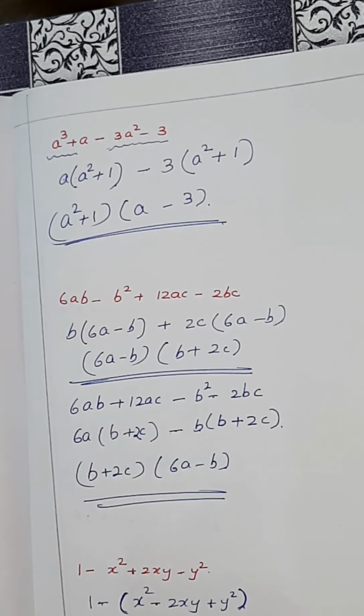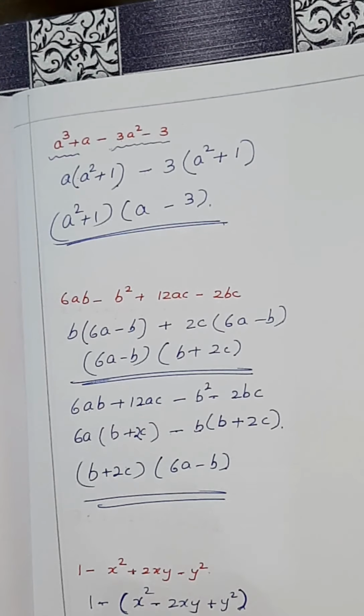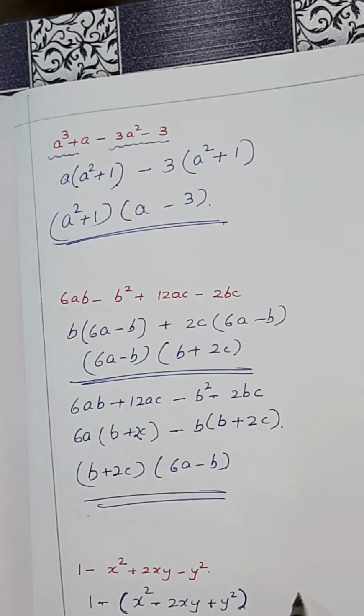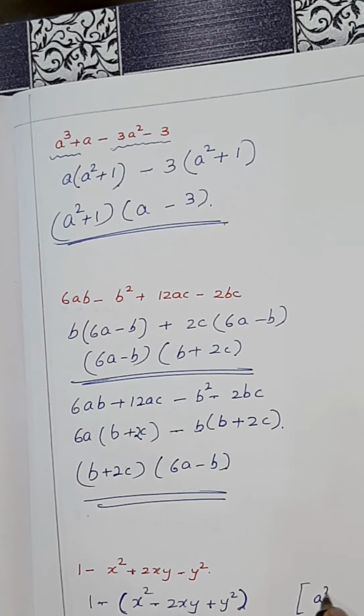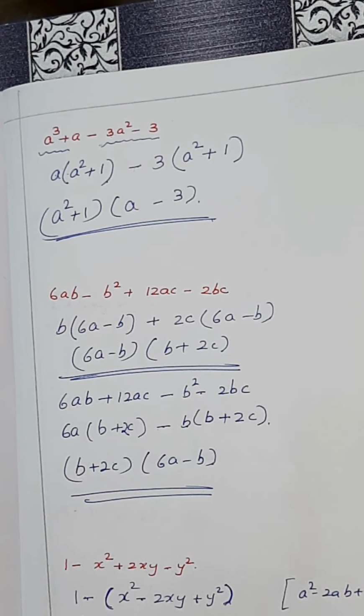And now this is of the format a squared minus 2ab plus b squared. So that is a minus b the whole squared, so x minus y the whole squared. Now you cannot leave it like this. Now this 1 can be written as 1 squared. So 1 squared minus x minus y the whole squared. So again this is of the format a squared minus b squared. So now you will use a plus b into a minus b.